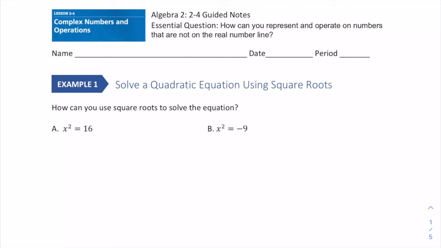So we want to look at and determine how we can represent and operate on numbers that are not on the real number line. So what does that mean, not being on the real number line? Well, we know how to take the square roots of a positive number, right?